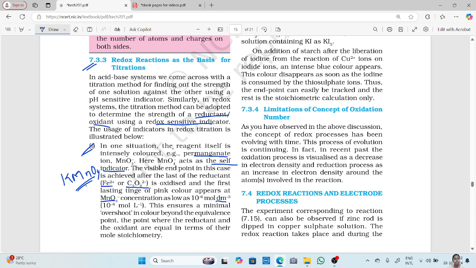Okay, and this ensures a minimal overshoot in color beyond the equivalence point, the point where the reductant and oxidant are equal in terms of their molar stoichiometry. Minimal overshoot means minimal color beyond the equivalence point. So, if the drop converts the dark purple color into pink color, that means at that point your reductant and oxidant are equal in terms of their mole stoichiometry.